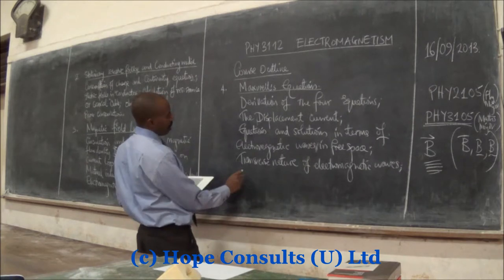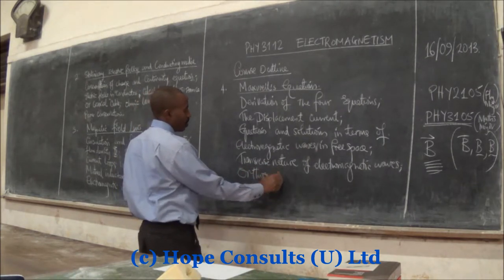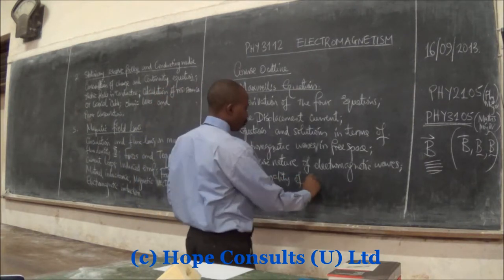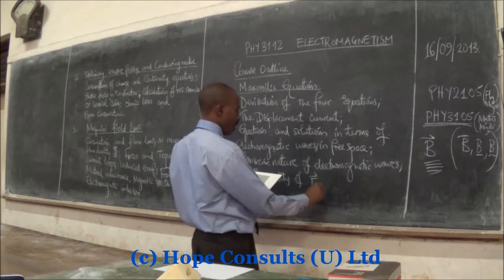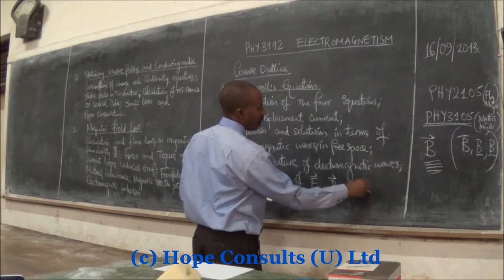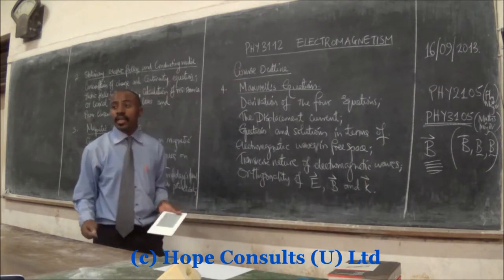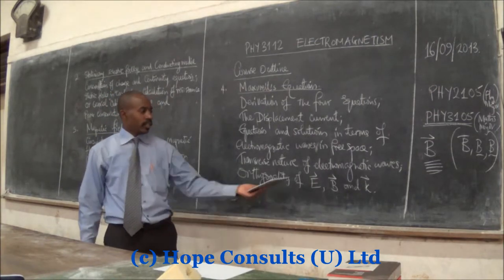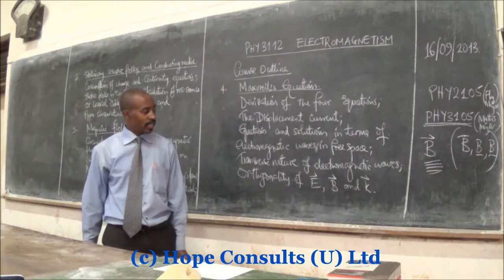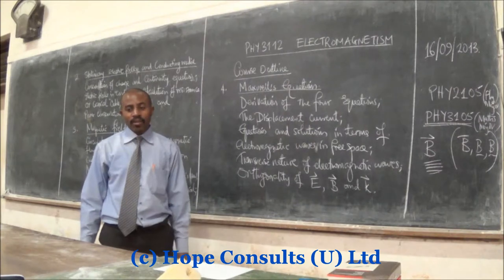And of course, we shall look at the orthogonality of the electric component of the wave, the magnetic component of the wave, and the direction in which the wave is propagating. And the direction vector is the K. So K is the direction vector, the propagation vector. We have electric field intensity, then we have the magnetic flux density.